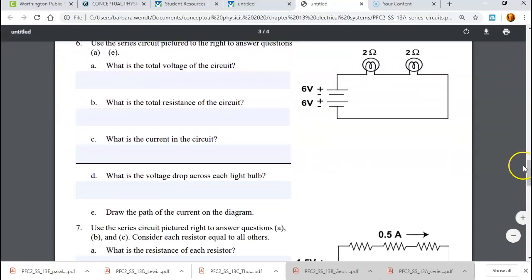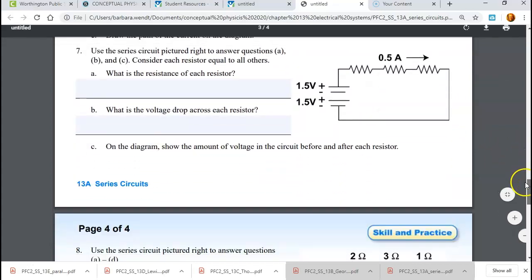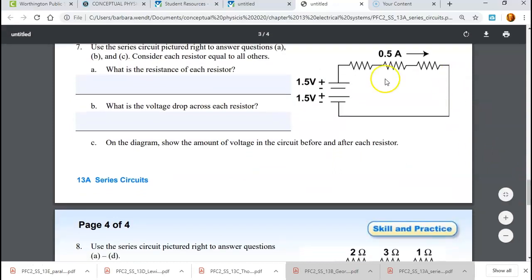Number 6, very similar, except we have 2 batteries now, so our voltage is larger. Otherwise, it'll be doing the same type of problems. We just have a voltage of 12 now. And then down here for number 7, again, very similar here, except now it's giving you the voltage and the total current. So you're going to have to try to work backwards from that to find the resistance.